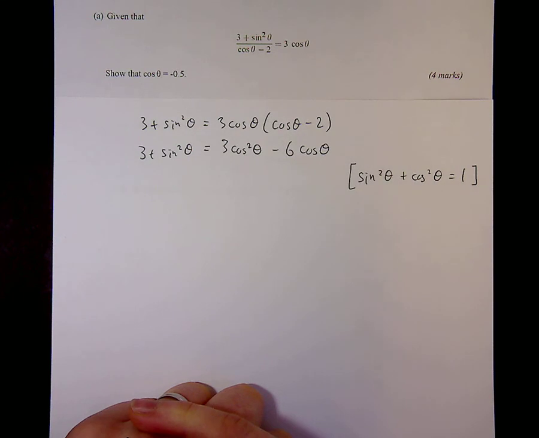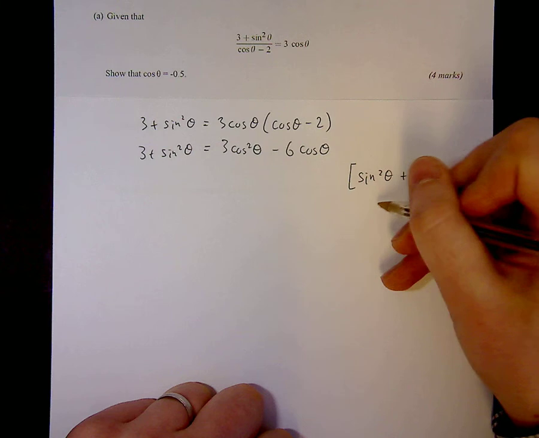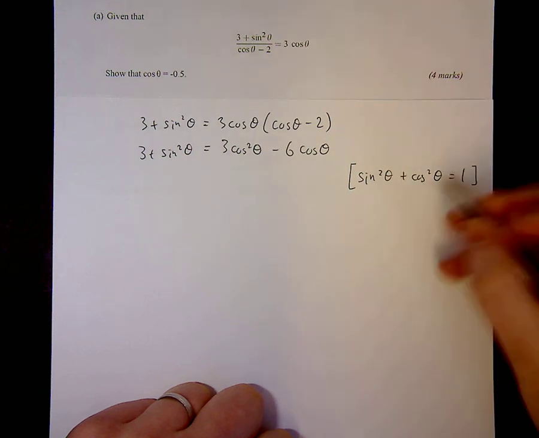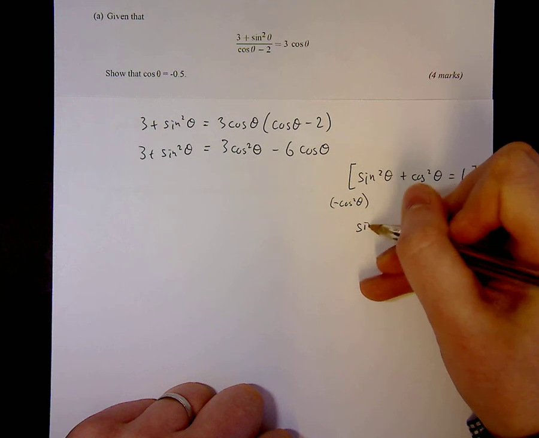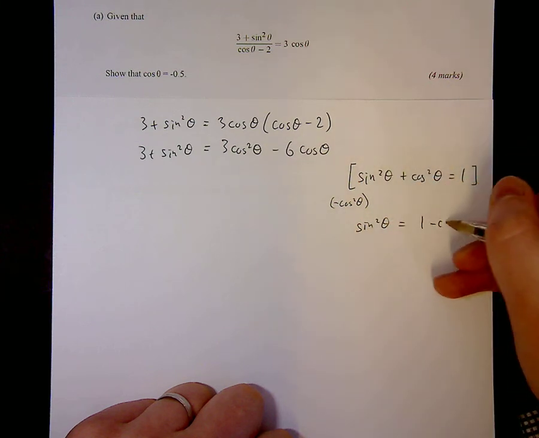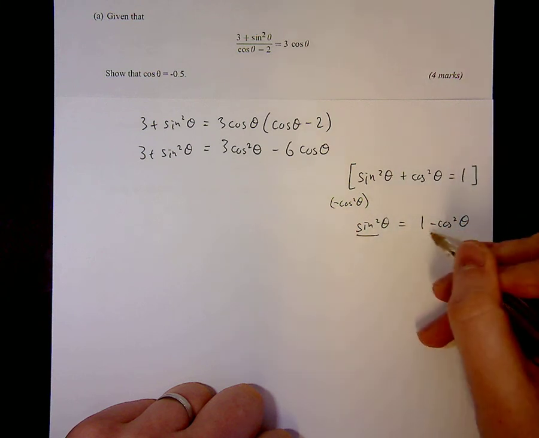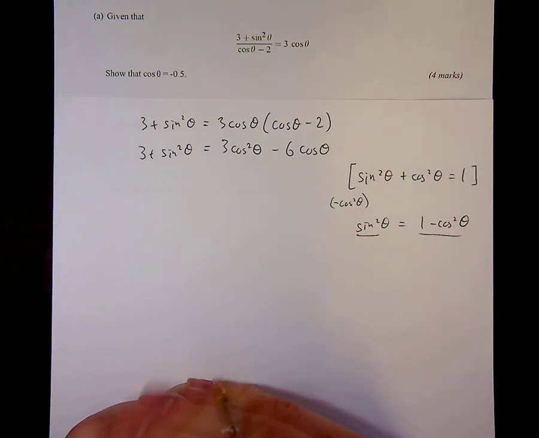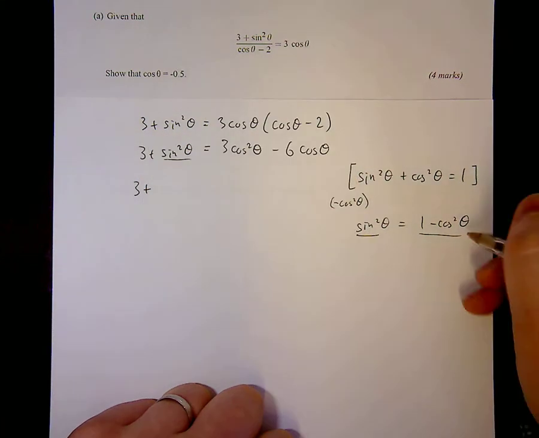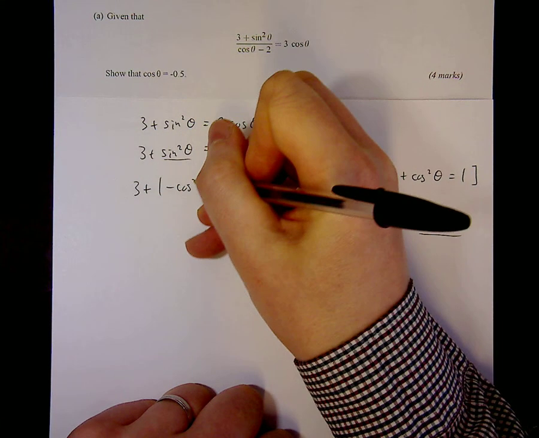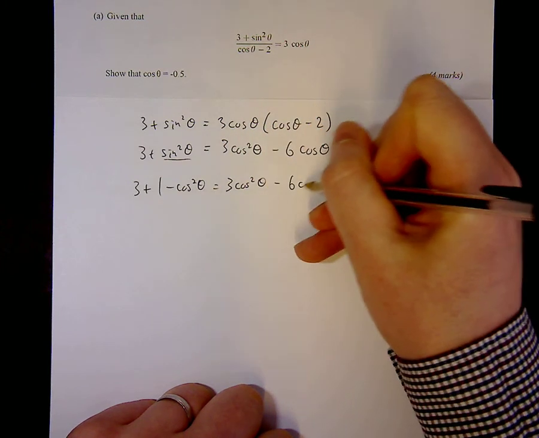So I want to eliminate sine squared theta, so I'll just rearrange this slightly by subtracting cos squared theta from both sides. Sine squared theta equals 1 minus cos squared theta. Now I can just replace any sine squared theta with this expression instead over here. So where it's got sine squared theta, I'm going to replace it with 1 minus cos squared theta. So it's the same. I just need to simplify this down a little bit.